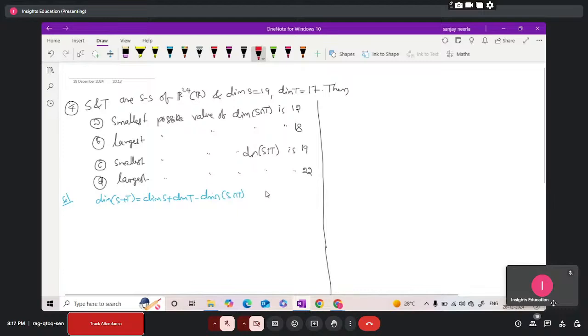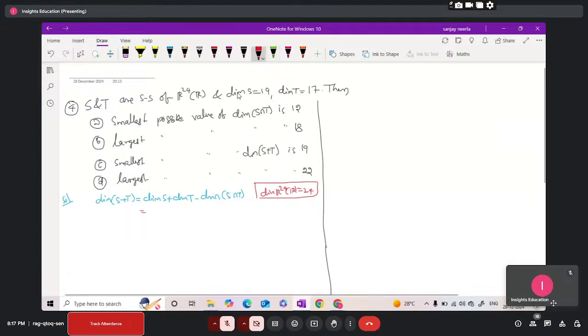Okay, let's check. Now, what about the dimension of R power 24 over R? 24. Okay. Now come to the problem. So in the problem, we now know that the dimension of S plus T is never more than 24. Am I clear? Never more than 24.